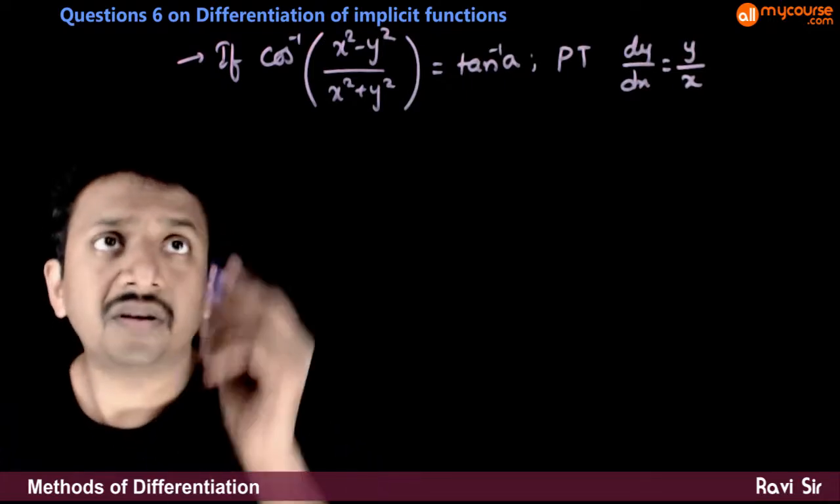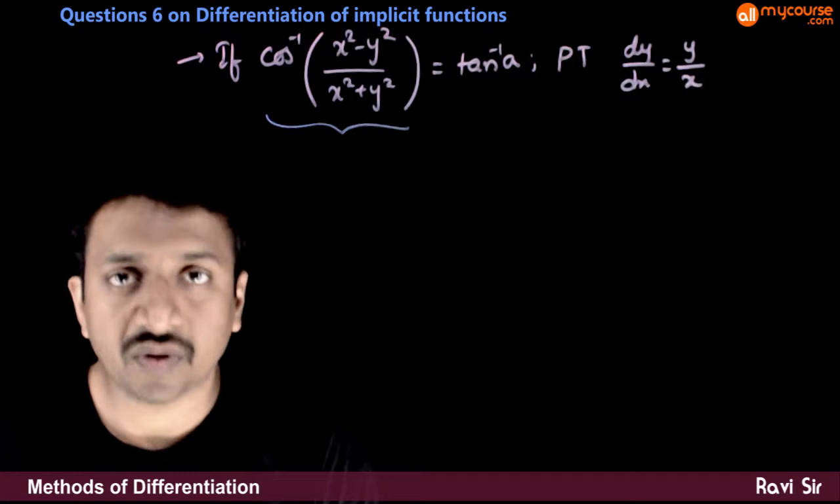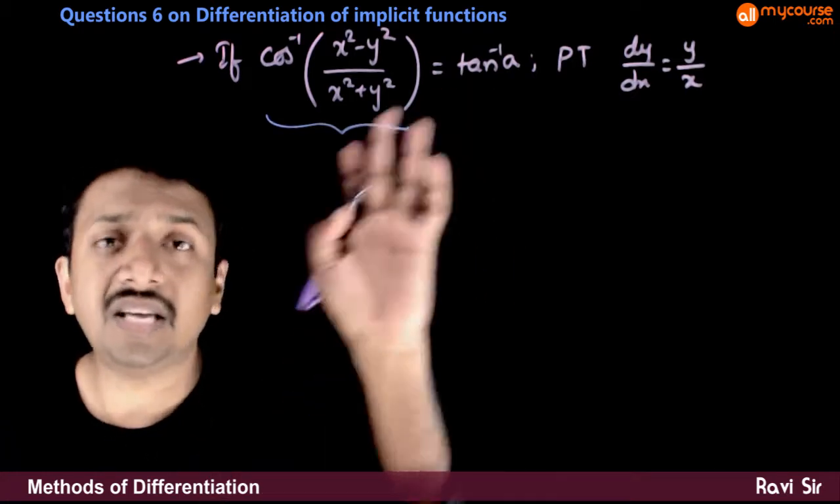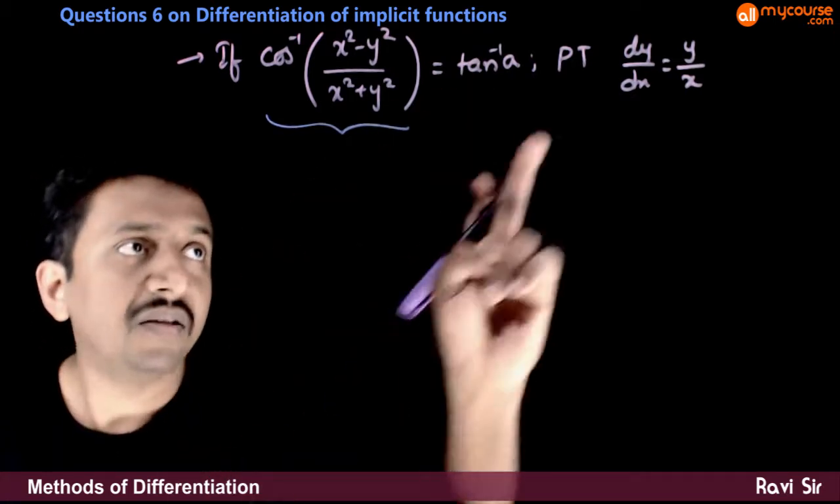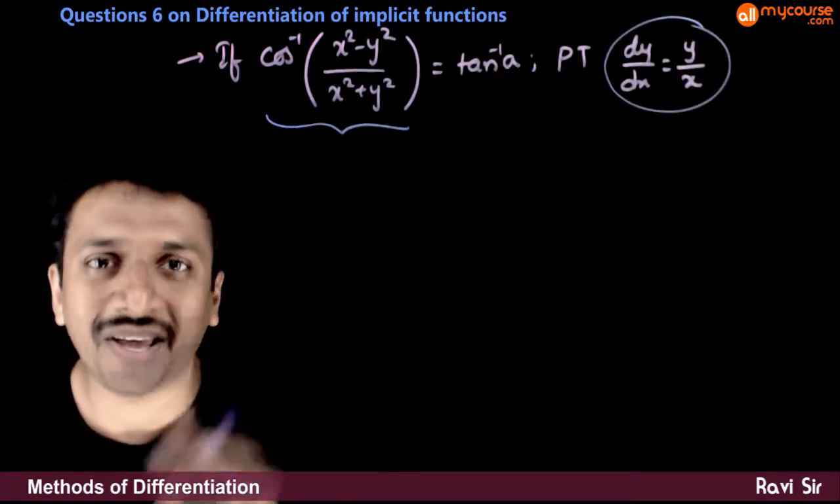In this question, given that cos inverse of (x square minus y square) by (x square plus y square) is equal to tan inverse of A, you have to prove that dy by dx is simply y by x.